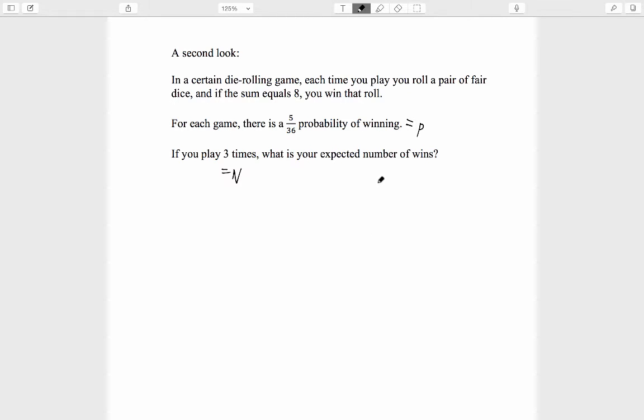According to our formula, the expected number of wins, the expected number of successes in 3 Bernoulli trials with a 5 over 36 probability of success on each trial, equals n times p, which is 3 times 5 over 36, and after you simplify, after you cancel a 3 from numerator and denominator, that's just 5 over 12, and that's the expected number of wins. That's the average number of wins. We get exactly the answer that we're supposed to, and with much less work.